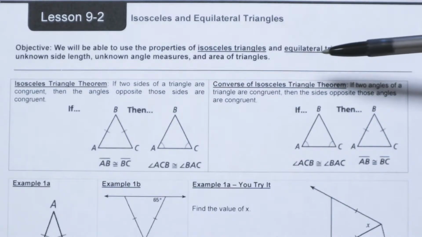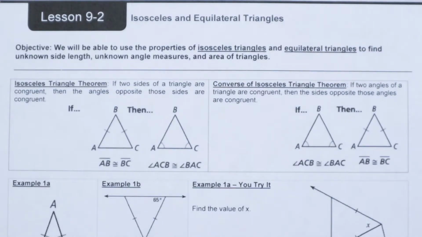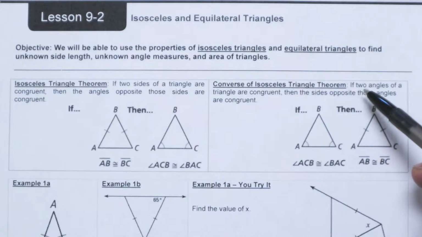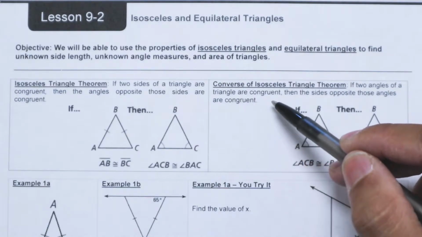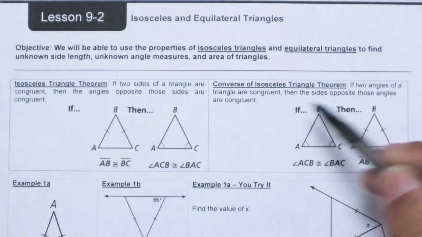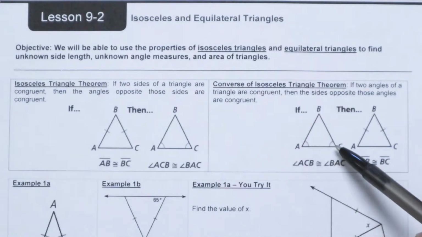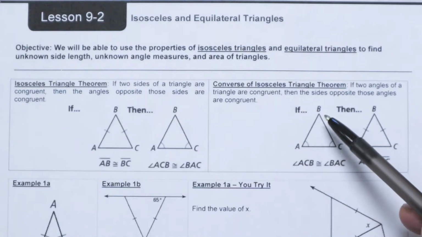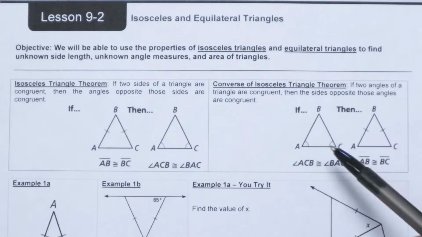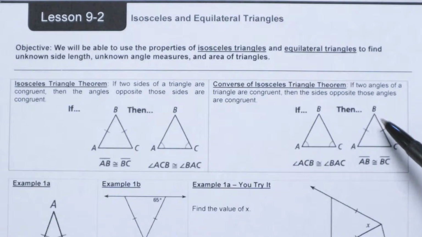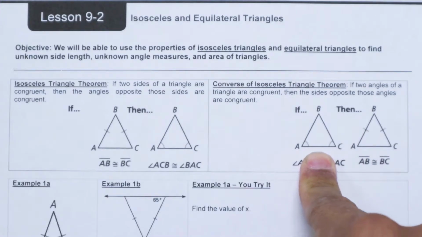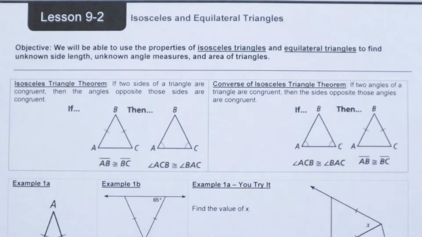The converse is the same, meaning the reverse of the statement is also true. It says that if two angles of a triangle are congruent, then the sides opposite those angles are congruent. So in this case, if you're given that these two angles, angle BAC and angle BCA, are congruent, that means so are these two sides, side AB and side BC. So if you have two angles being congruent, then their opposite sides are also congruent. So it goes both ways.